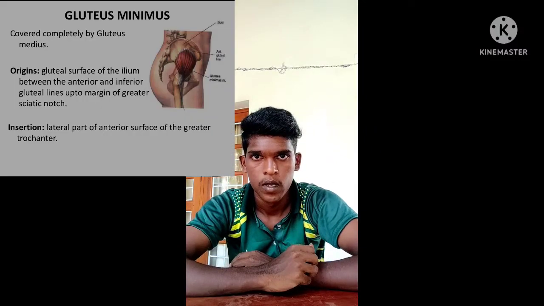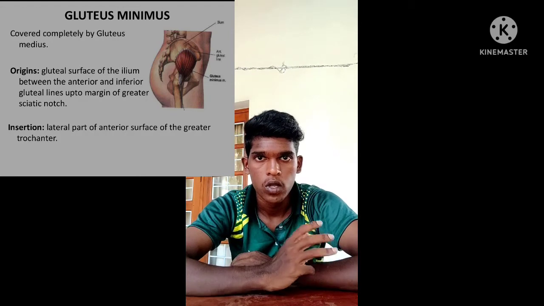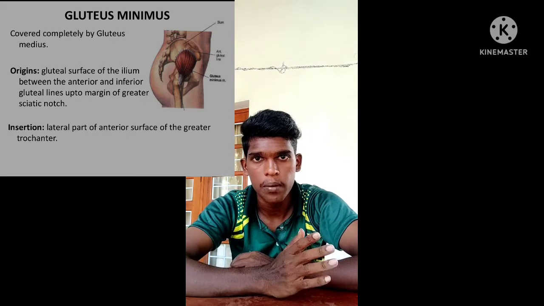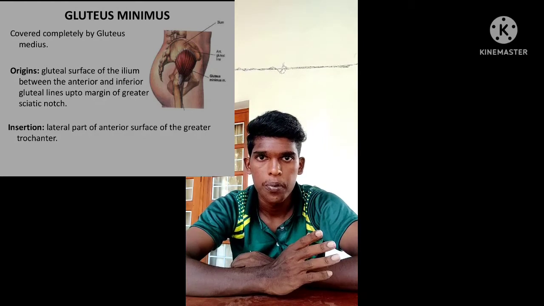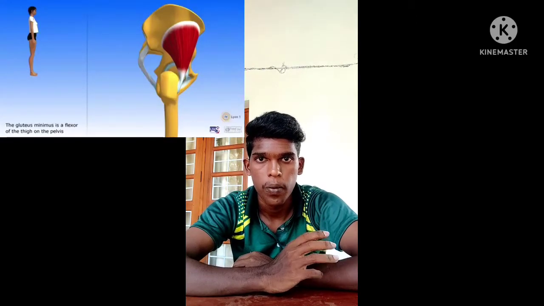Now let's move on to the gluteus minimus, that is covered completely by the gluteus medius. The origin of gluteus minimus is the gluteal surface of the ilium between the anterior and inferior gluteal lines up to the margin of the greater sciatic notch. The insertion of gluteus minimus is the lateral part of the anterior surface of the greater trochanter.